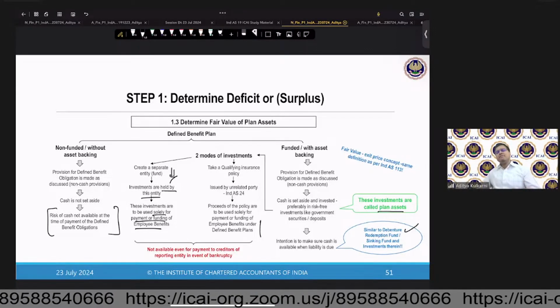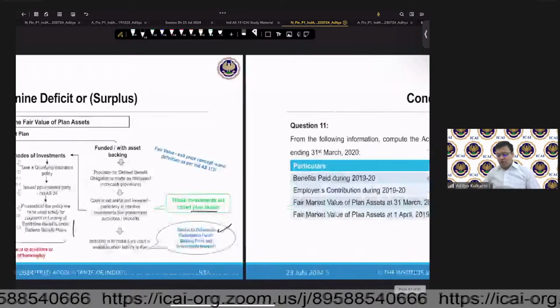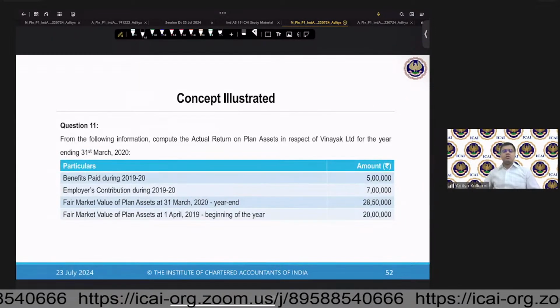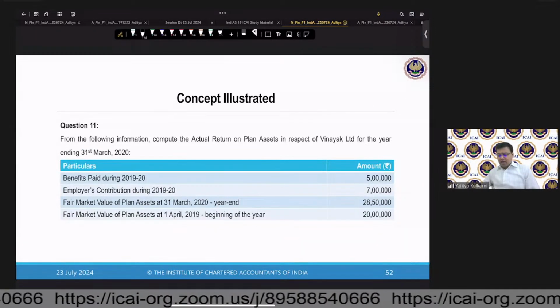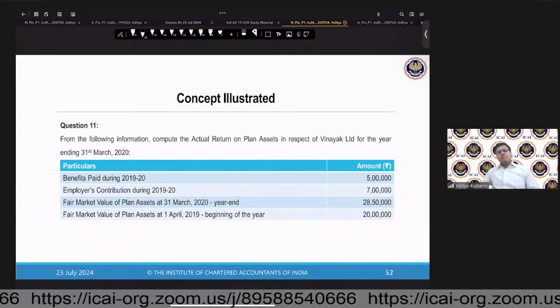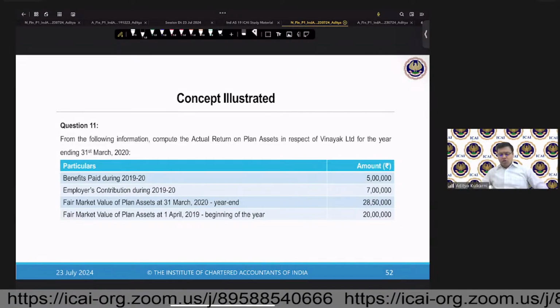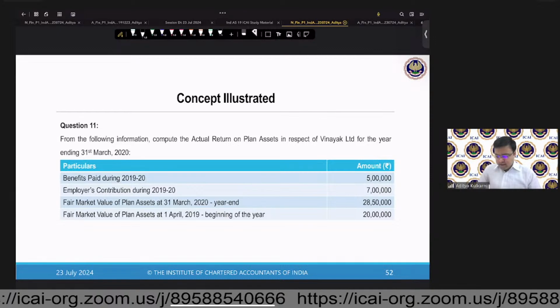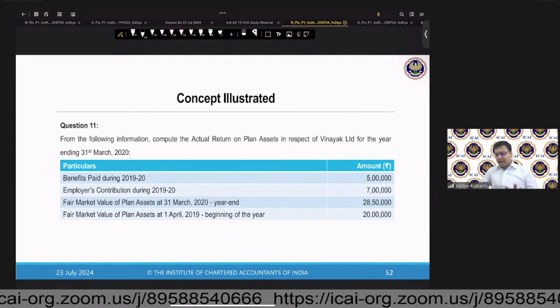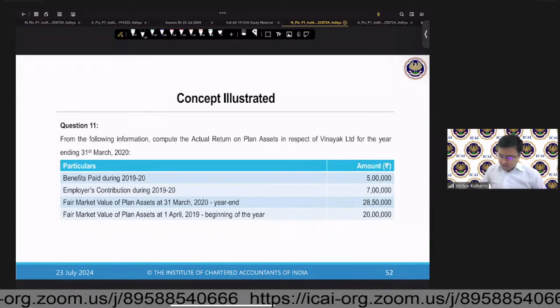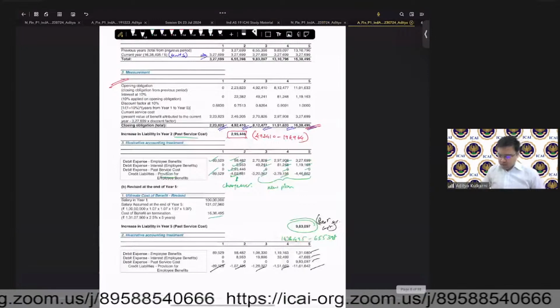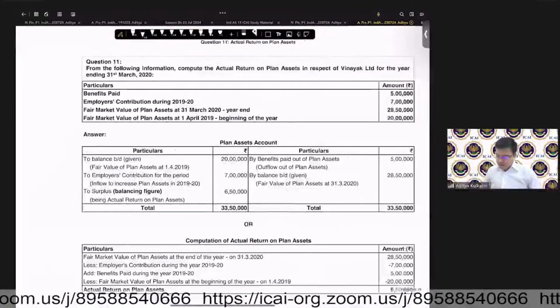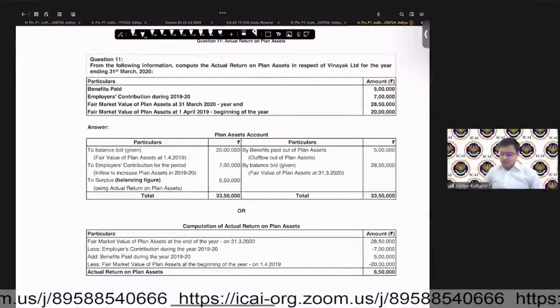And since they are investments, typically you would go for a fair valuation. Now, when I talk about plan assets, what do you mean by the actual return on plan assets? Let us calculate how they do that. This is the same question.